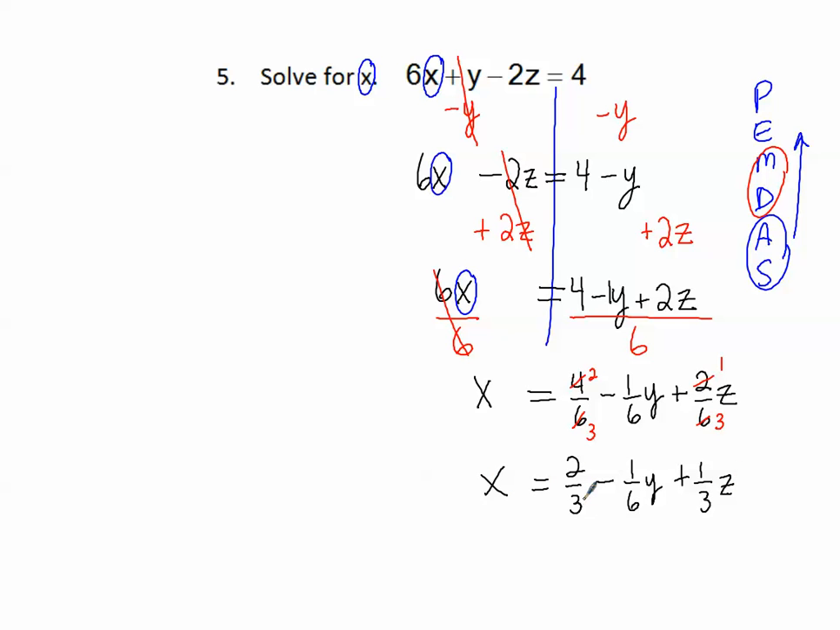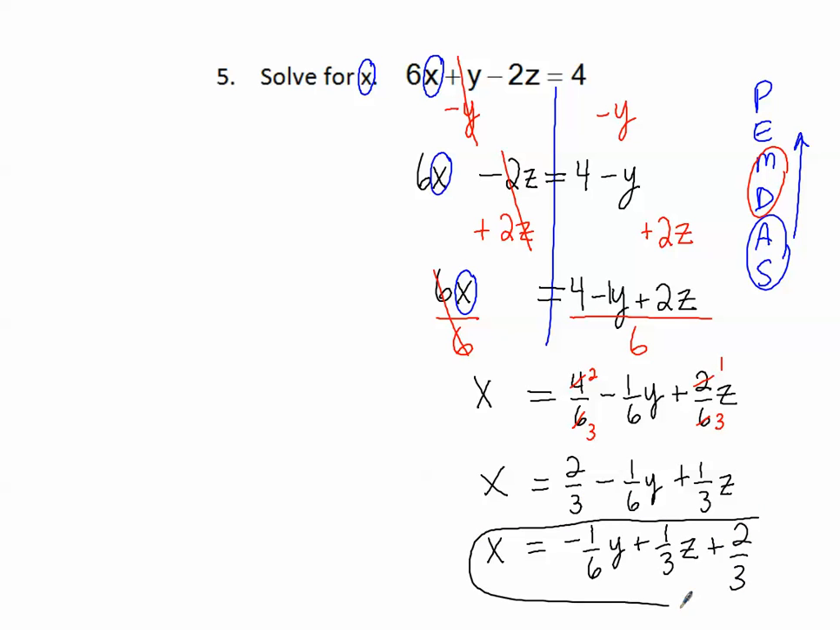We can also use our calculator to do math_frac to help us reduce the fractions if needed. Let's now rearrange these terms. X equals, we put the variables first, negative 1/6 y plus 1/3 z, and then plus 2/3. There's our final answer. Variable terms go first in alphabetical order, and then the constant term.